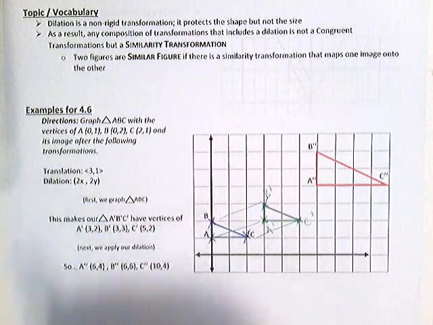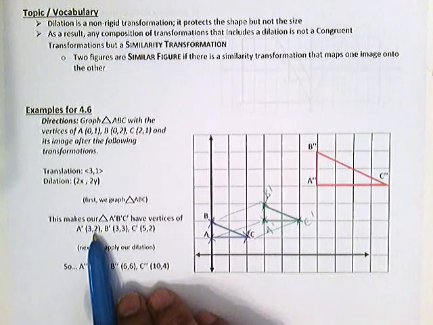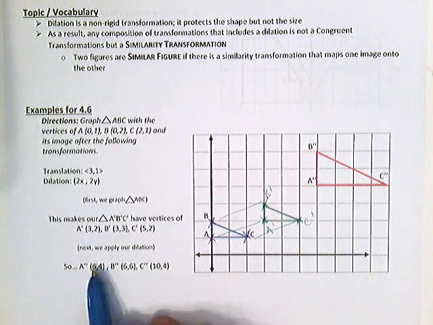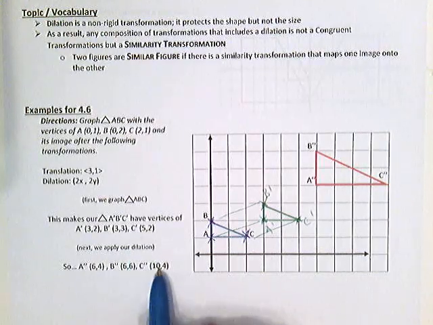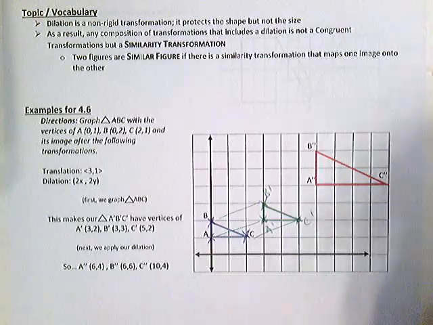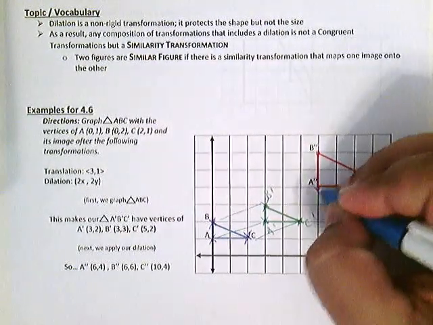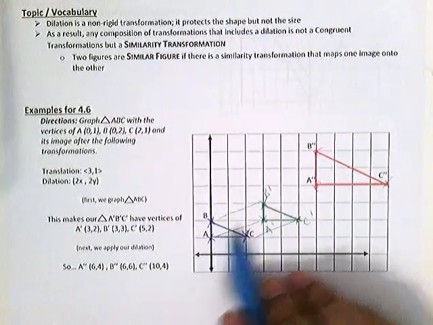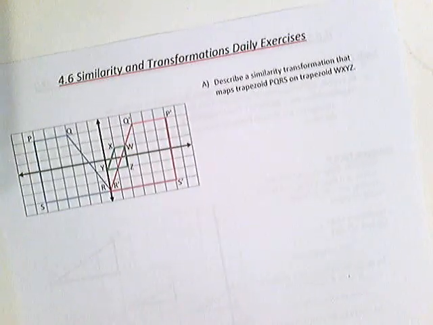A dilation of factor 2 would mean this x and this y would be 2 times bigger. (3, 2) would be (6, 4). (3, 3) would be (6, 6). (5, 2) would be (10, 4). So what that means is after both transformations are done, what used to be here is now here. Alrighty? And that's what we're going to be asked to do in today's daily exercise.